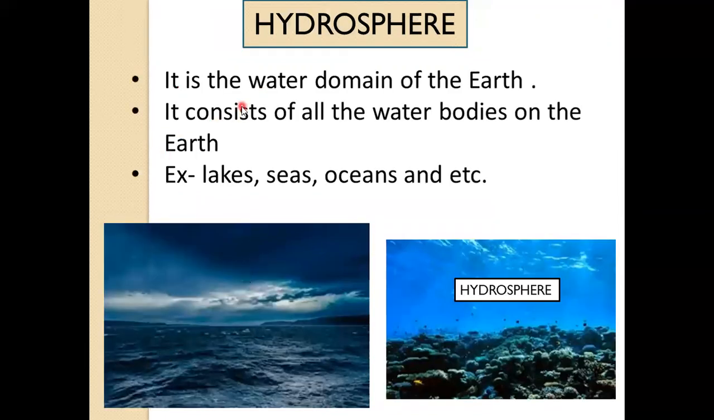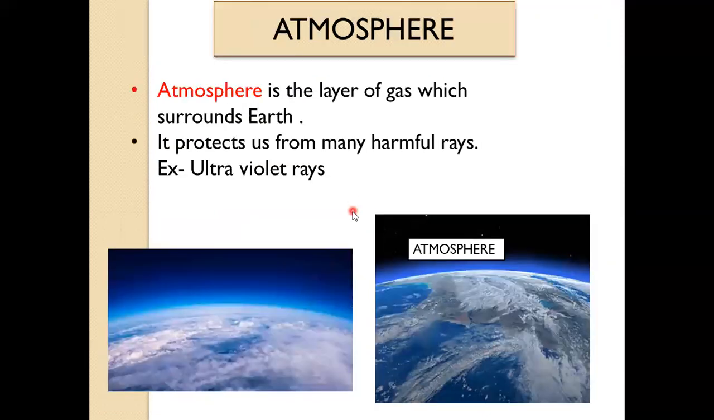Now let's move on to the next slide, which is hydrosphere. Hydrosphere is the water domain of the earth. It has all the water bodies in the world, lakes, seas, oceans, and etc. Examples are here. You can see this: the sea, the ocean, and this is a sea. It consists of all the water bodies. Everything means everything: ponds, lakes, everything, children. You should know this.